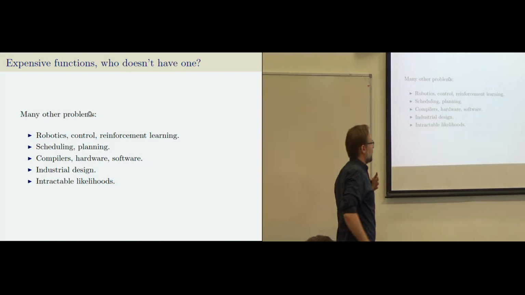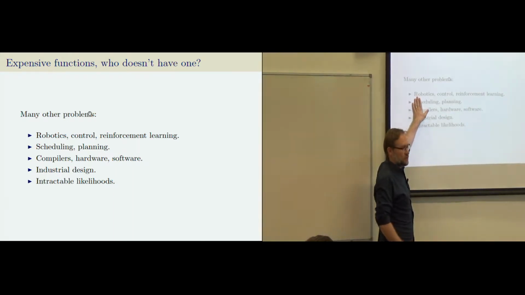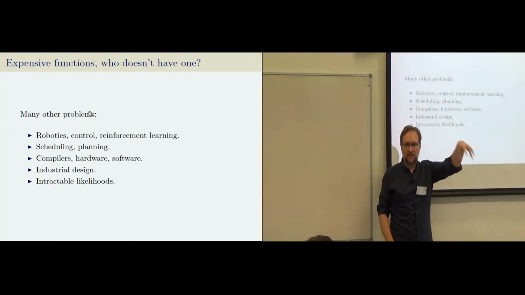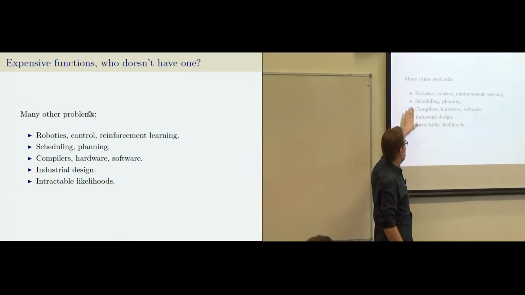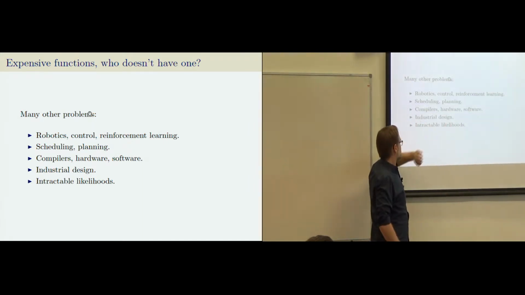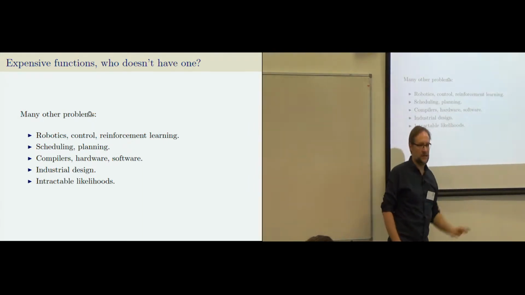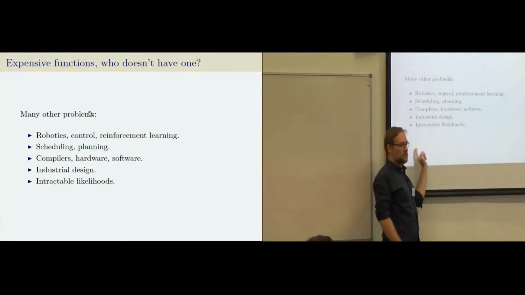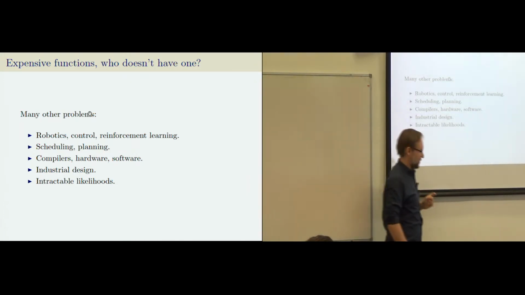And you can think about problems in robotics, right? When you want to optimize the picking of a robot arm. You can think about planning. You can think about optimizing hardware and software, optimizing compilers, industrial design, or you can think about dealing with intractable likelihoods, or brewing beer as well, right?